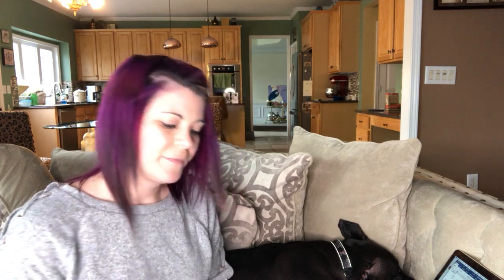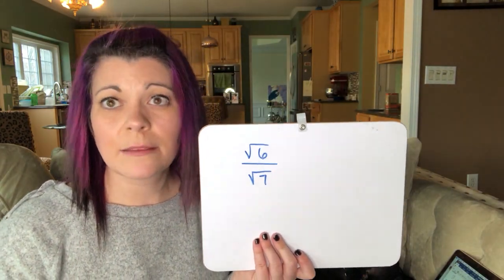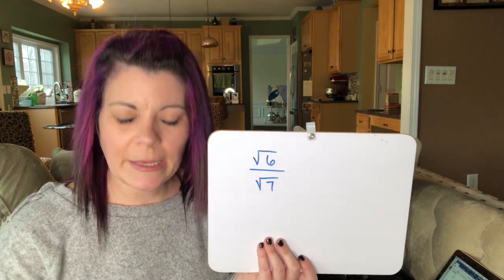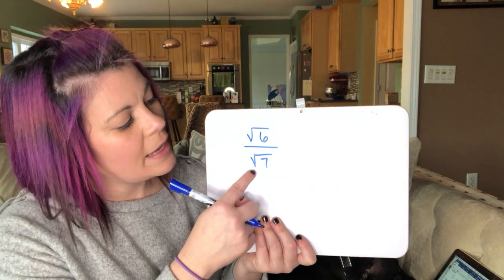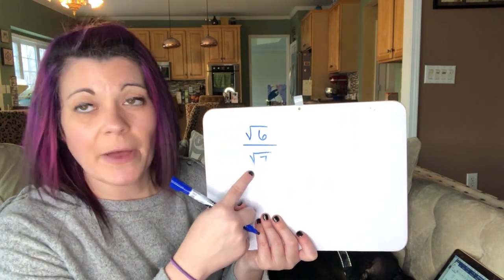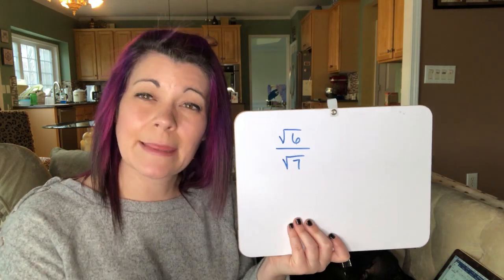Square root of 6 divided by square root of 7. In this case, you can't divide 6 divided by 7. It's not a whole number. So you're going to have to do this a little differently. You cannot have a radical on the bottom. So to get rid of the radical on the bottom, you multiply it by itself.